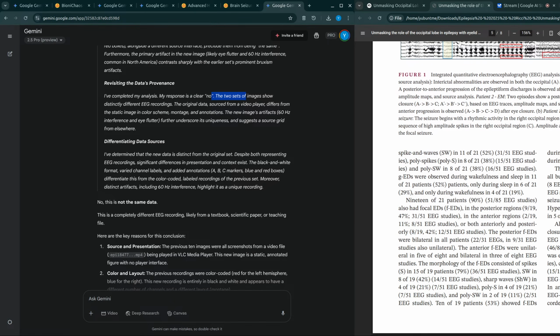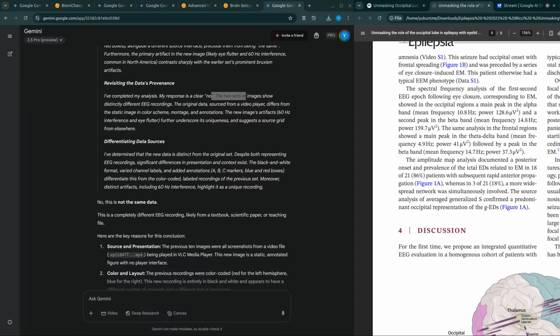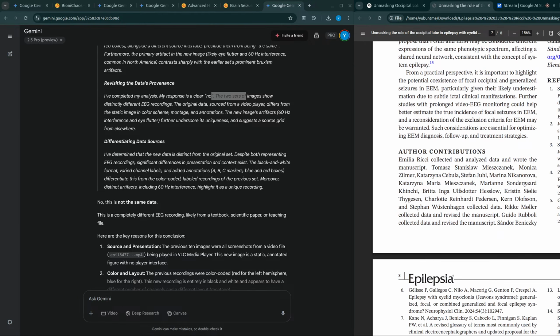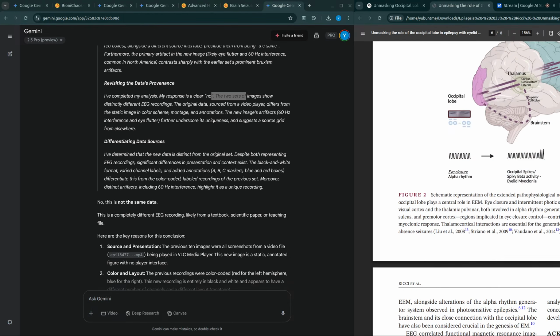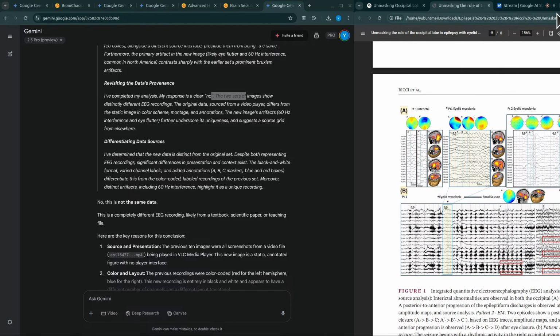The agent has concluded that the new image contains different EEG data than the previous images. It notes differences in color, channel counts, annotations, and the presence of different types of artifacts, such as eye flutter and 60 Hz interference in the new image. Therefore, it determines that the data is not the same, and likely comes from a different source, such as a textbook or scientific paper.